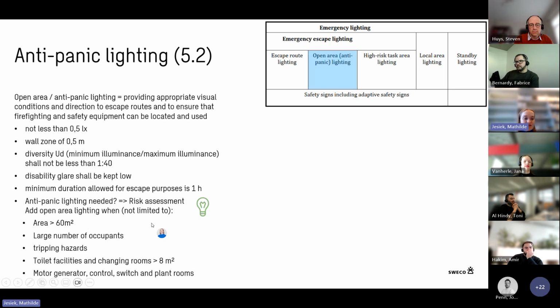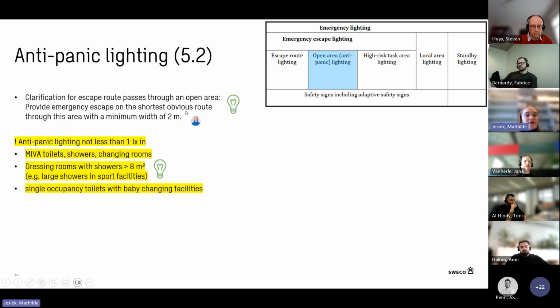So areas larger than 60 square meters need anti-panic lighting. If you have areas with a large number of occupants, it's also recommended to apply emergency lighting, anti-panic lighting, in that area if there are tripping hazards. If you have toilet facilities and changing rooms larger than 8 square meters, and in motor generator rooms, control rooms, switch rooms, plant rooms. So in general, technical rooms, we also apply anti-panic area lighting.